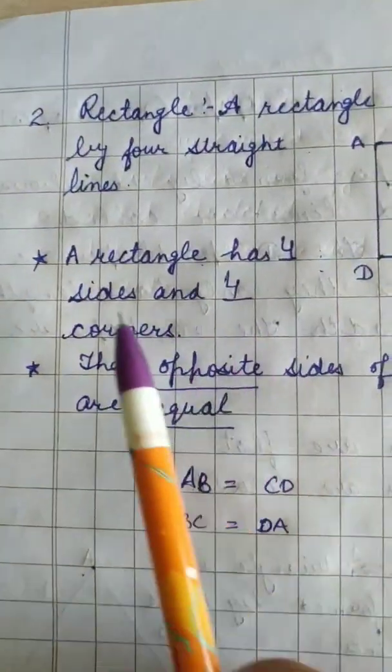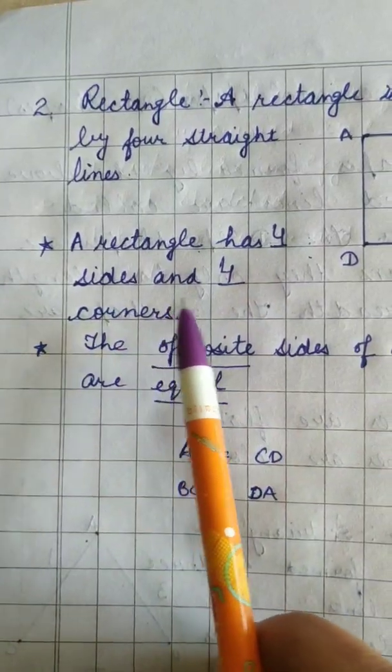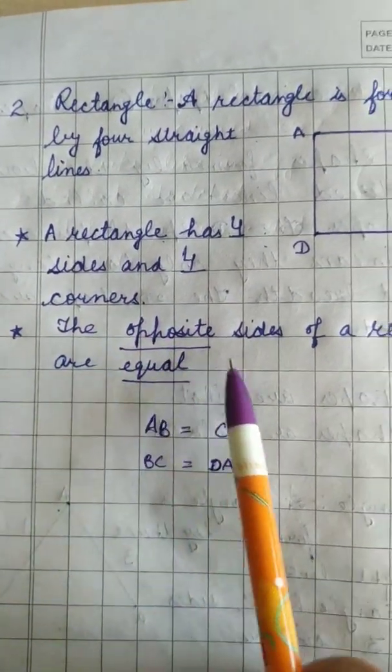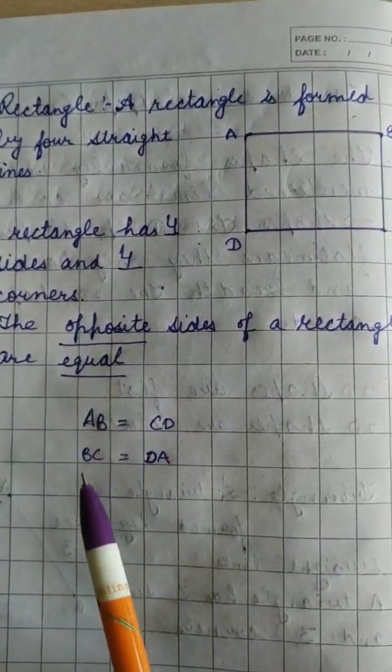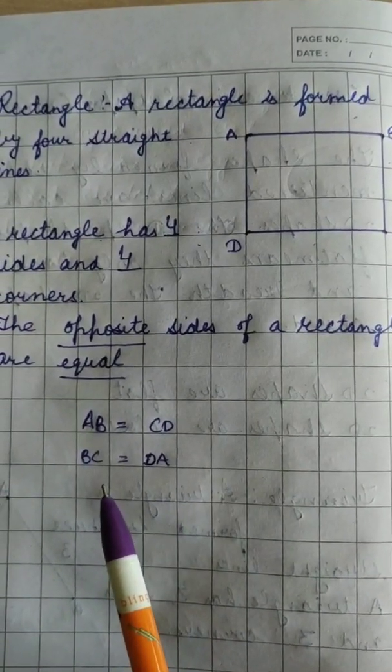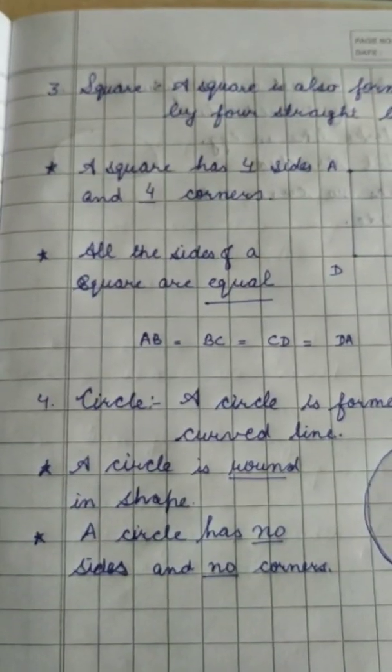Now let's read out. A rectangle has 4 sides and 4 corners. The opposite sides of a rectangle are equal. AB is equal to CD and BC is equal to DA.